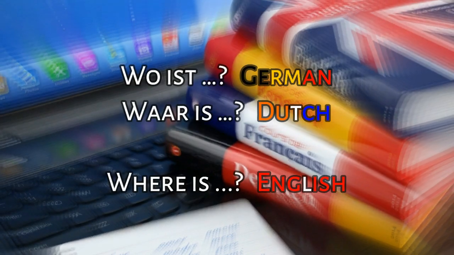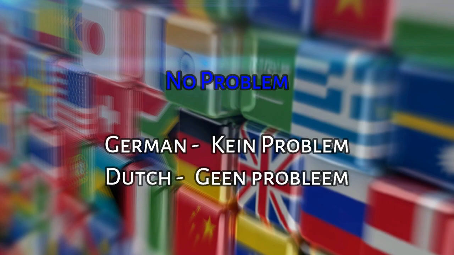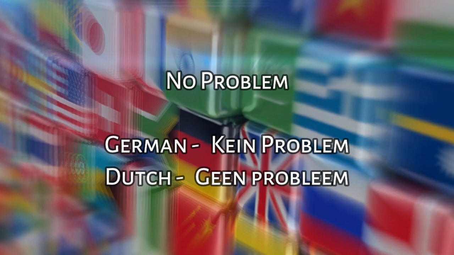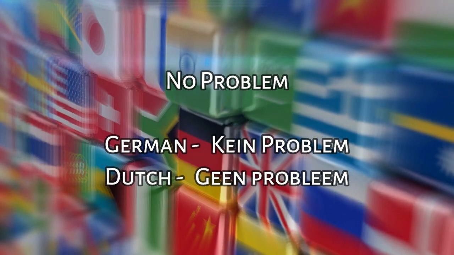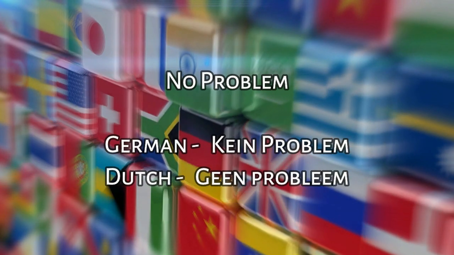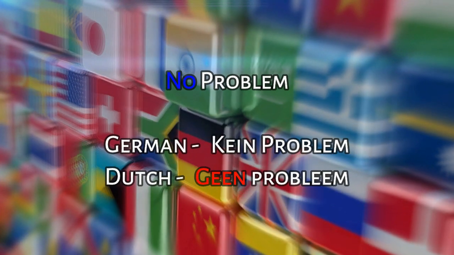Waar is? Now we have learned another question word for our Germanic vocabulary memory bank. In German Wo? and Waar? in Dutch. No problem. Kein Problem. Geen probleem. Again, can you see how two phrases here seem so similar to English? Now we have also learned a rough idea of how to make a phrase sound a little negative with Kein in German and Geen in Dutch.